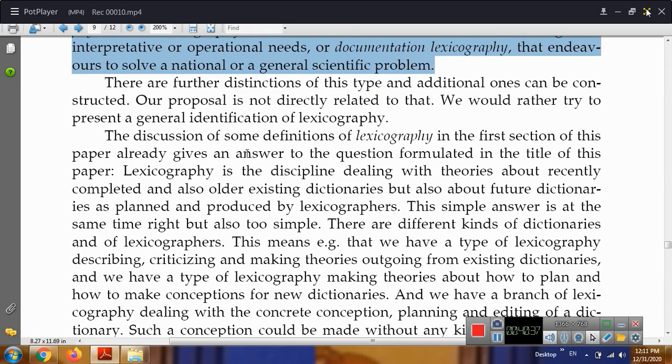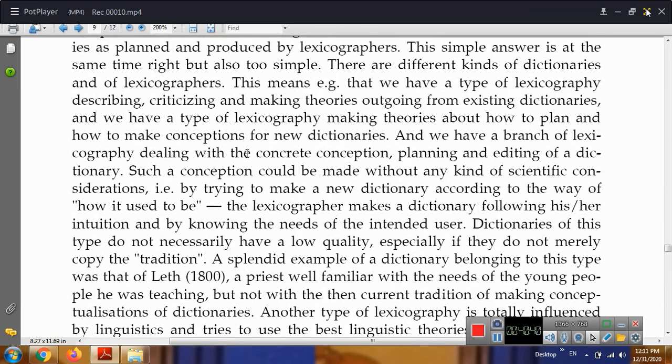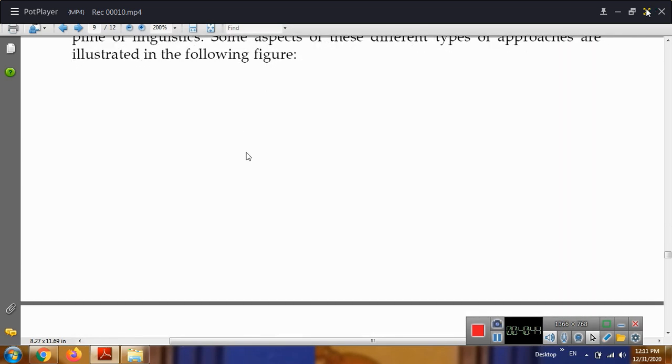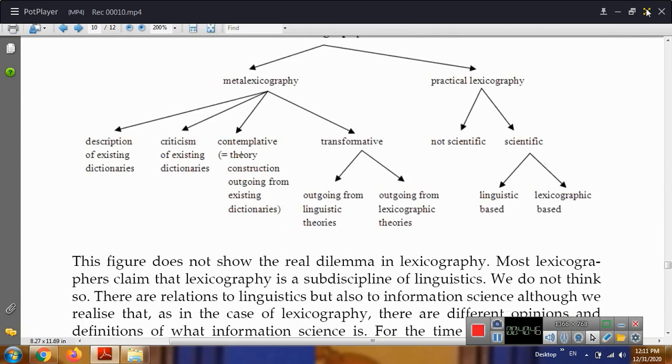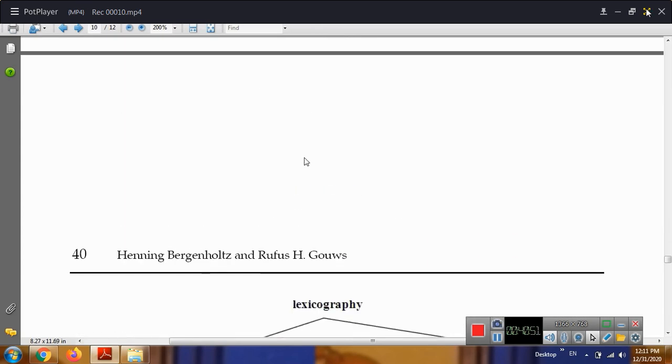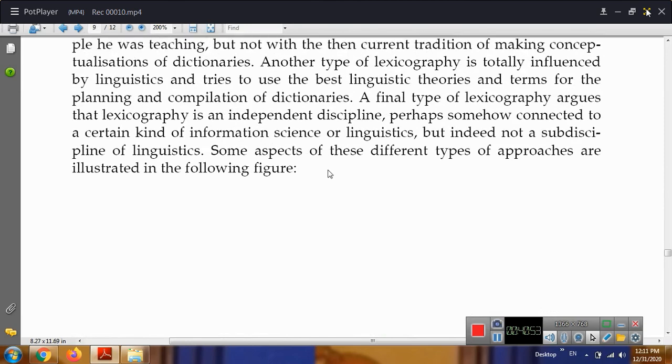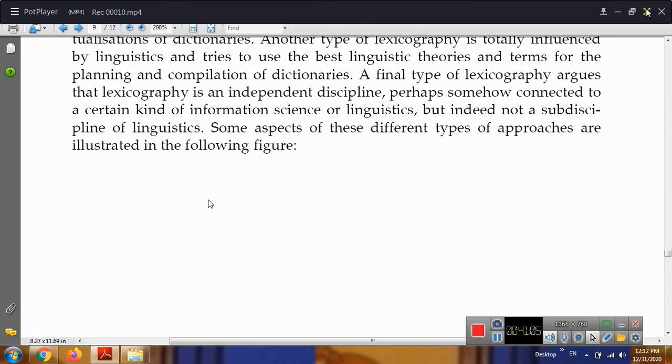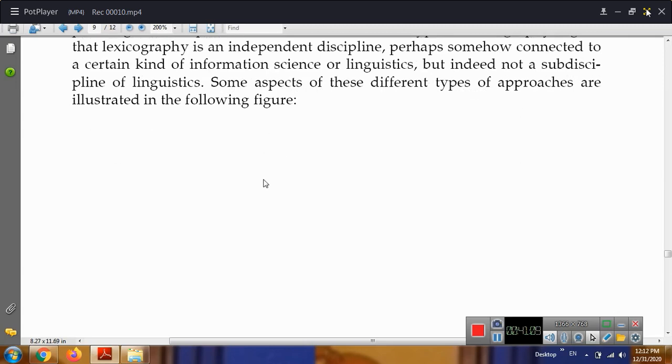Okay, we can see other types of lexicography. Okay, you can see here in this diagram, this figure, which you can see its explanation above this figure. Some aspects of these different types of approaches are illustrated here.